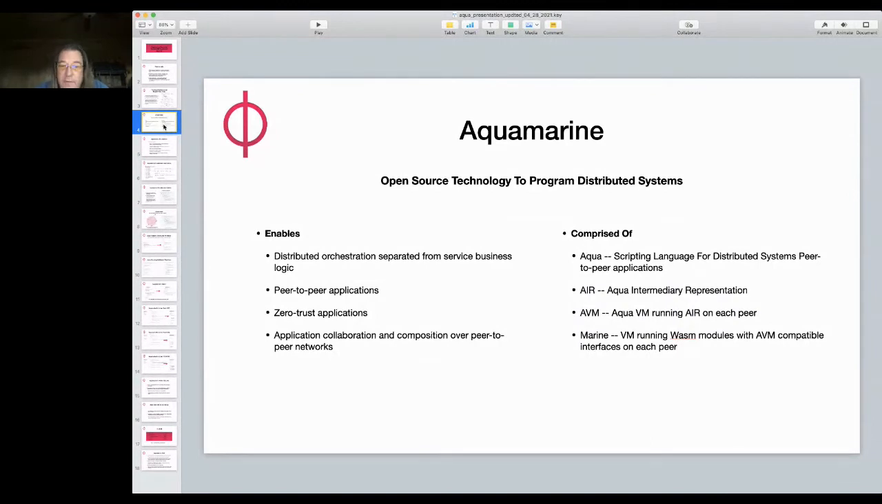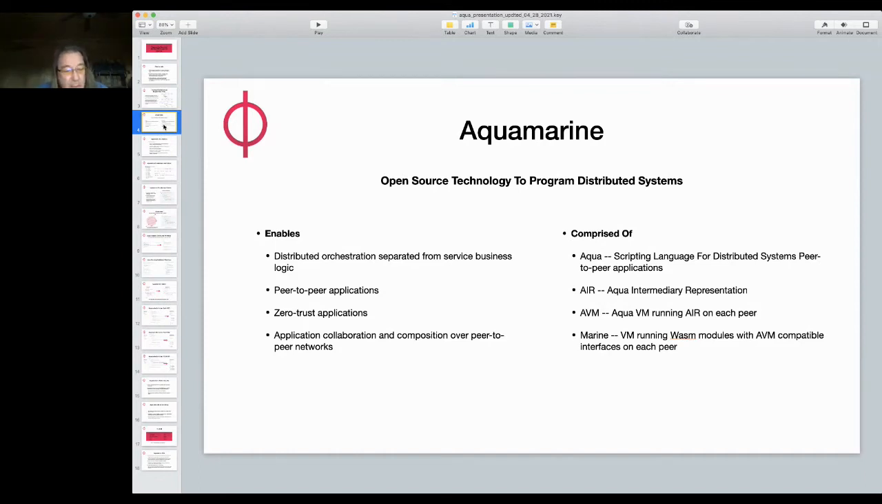And it has two VMs. The Aqua virtual machine runs Air on each peer. This is key, because this is where, quote unquote, your routing comes in. And there's Marine, which is the virtual machine that runs the various WebAssembly modules with AVM-compatible interfaces on each peer. That enables you to do a lot of things, including separating your orchestration, your workflow, from peer service business logic. That's actually extremely powerful. And that's really what makes peer-to-peer applications.